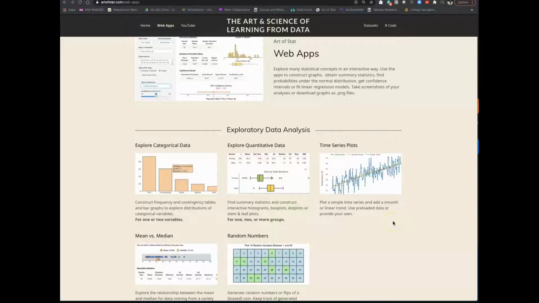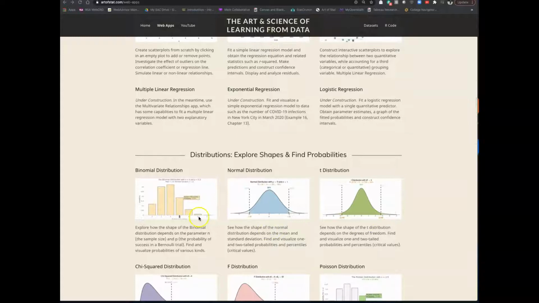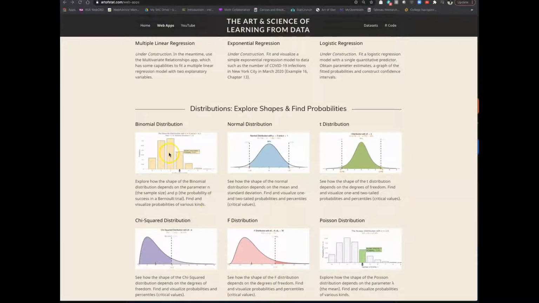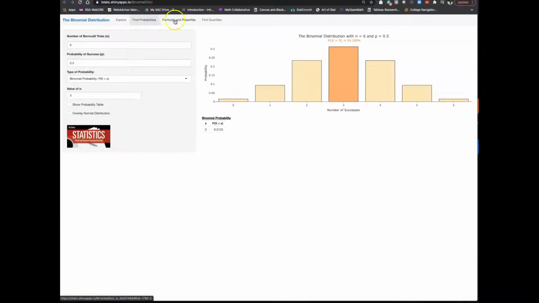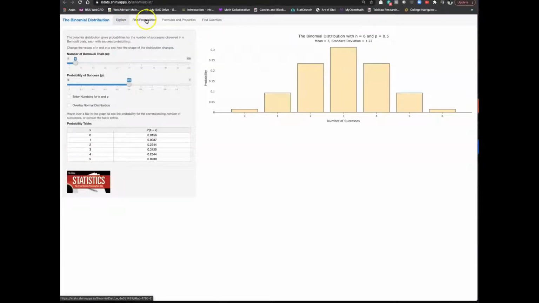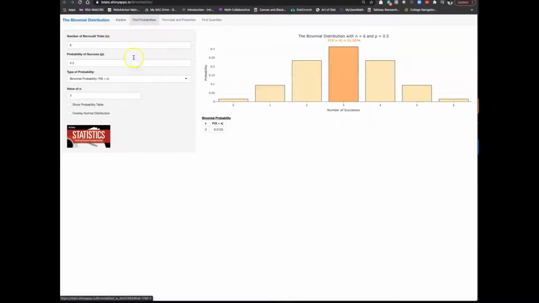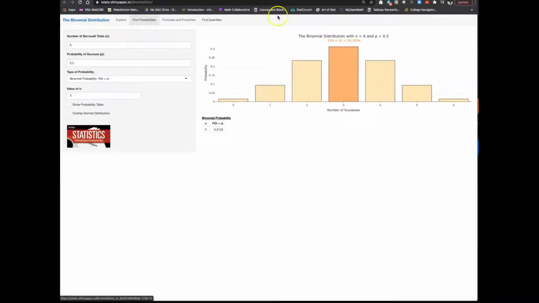We're going to take a look at binomial calculations, binomial distributions, and finding probabilities related to binomial distributions. So we will go to the binomial calculator. You have these options: find probabilities, formulas, and properties, which we talk about, but in class we really focus on finding probabilities using the calculator. This was an exploration page, but that's what we'll be looking at.